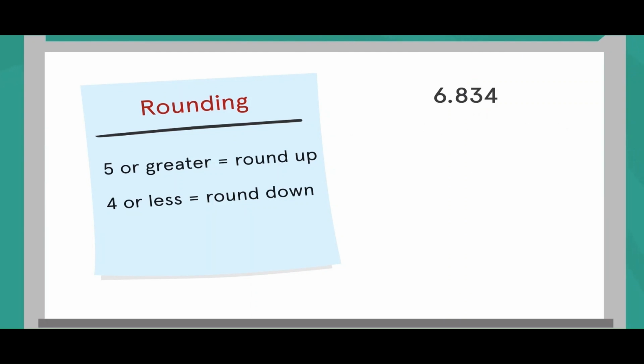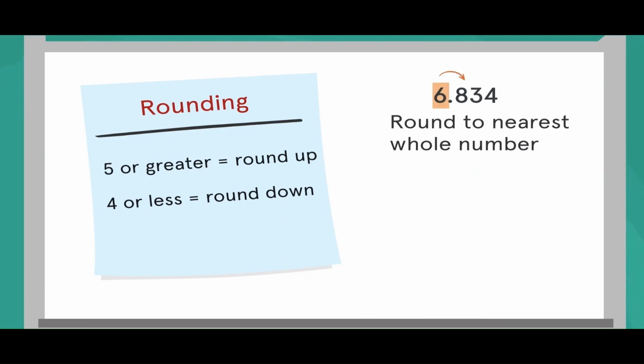In this example, we will need to round to the nearest whole number. In this case, the digit 6 in the ones place. Looking to the right, there is an 8. Since 8 is greater than 5, the 6 will round up to 7.